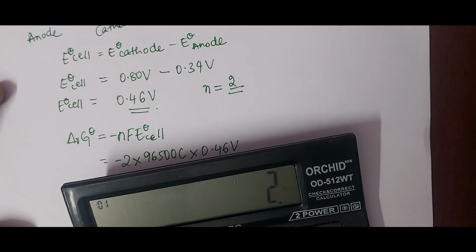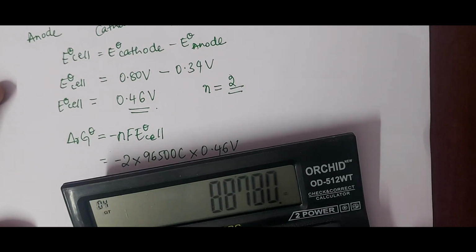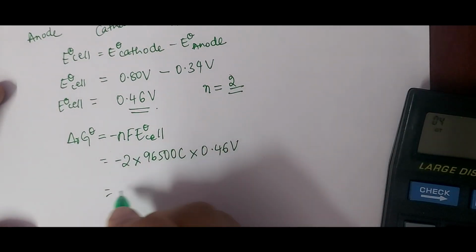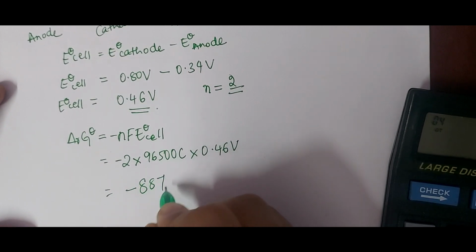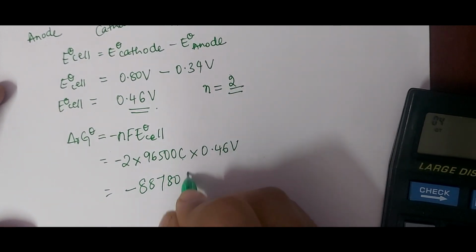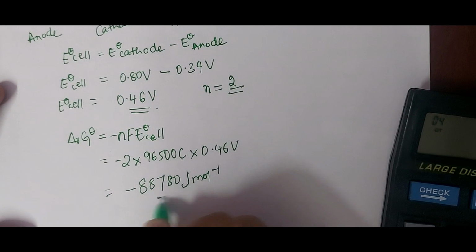2 into 96,500 into 0.46, which we get as 88780. So minus 88780 coulomb volt is equal to joule, and here we'll take it as per mole.